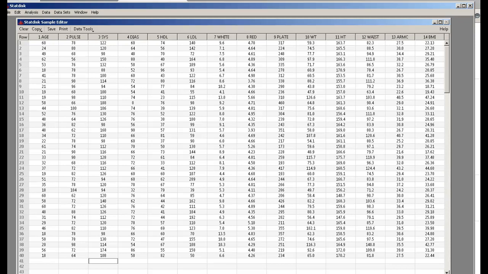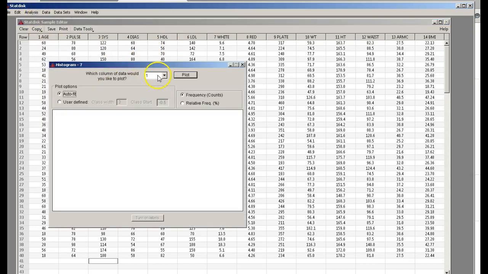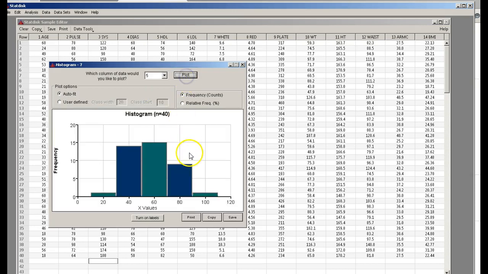Let's take a look at how to use the normality assessment tools that you have available to you in Statdisk. I've opened up one of the, I think it's the male body data sets here. Let's take a look at the histogram for, let's just pick one, the HDL, column 5 here, and let's look at that histogram and see what it looks like. Let's plot it.